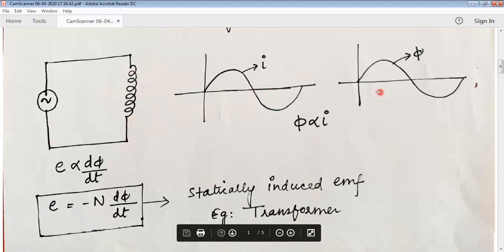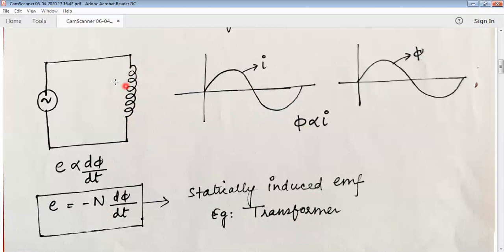See here, what is the cause of the flux? The cause of the flux is the current. Whenever current flows in the coil, only then will a magnetic field be created, and only then will flux be there. So the cause of the flux is the current. So flux is proportional to current. According to the amount of current flowing, the magnetic field will be produced, and according to that, flux will be there. So flux is proportional to your current.